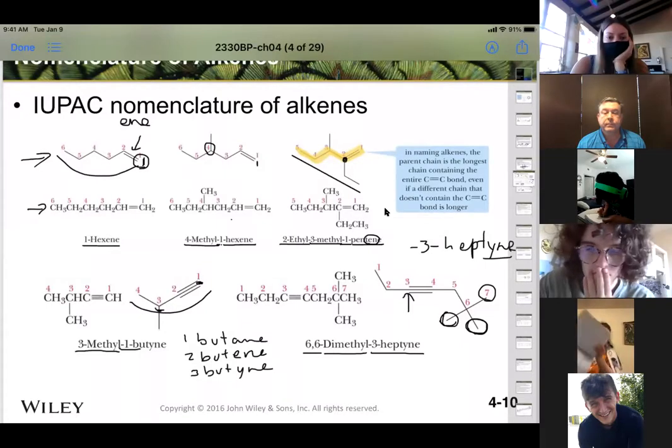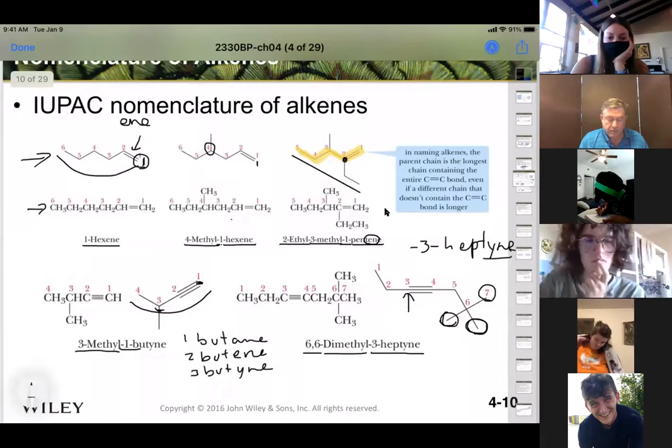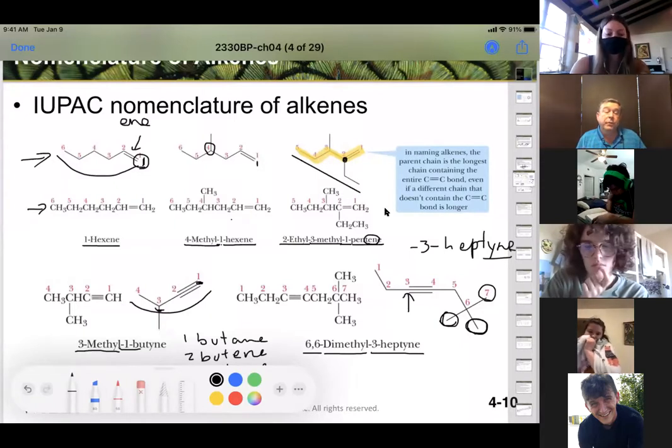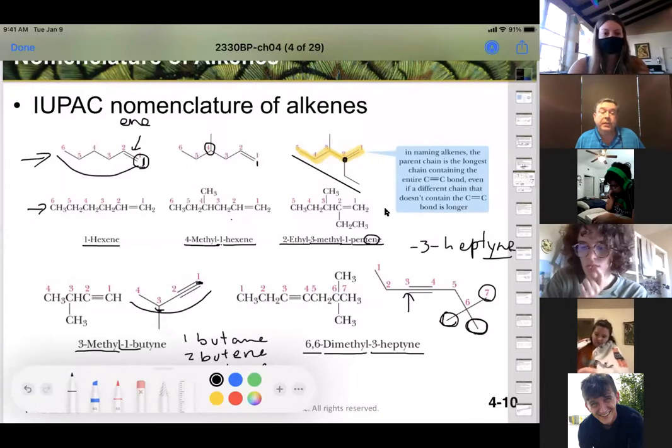So it's dimethyl not because it's two methyl groups from the same carbon, but because we have 2 of the same substituents. They could be on different carbons, but you could have 2, 3, or 4 of the same substituents, and you get to use those prefixes of di, tri, and tetra.